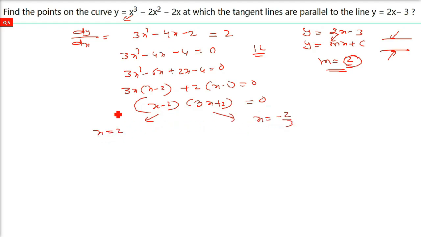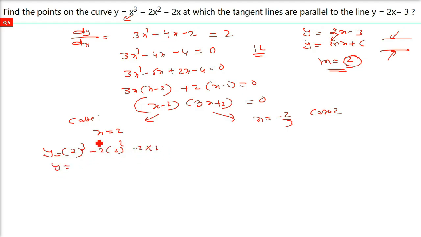So as I told you in the earlier question also, we have taken the cases. The case is simply by what will be the value of y when x is this. So we have two separate values of x we found. So there will be two separate values of y. So there will be two pairs of points of the coordinate at which the tangent lines are parallel to this line, y equals to 2x minus 3.